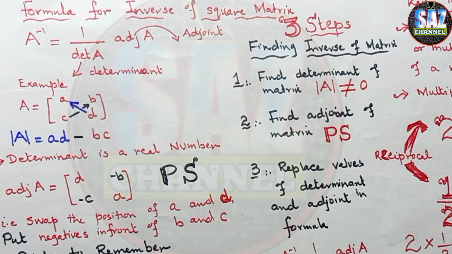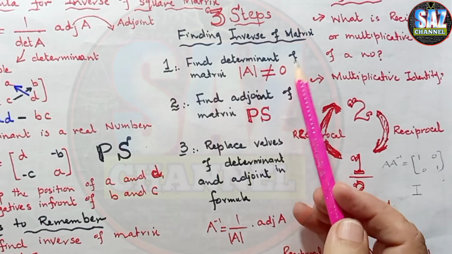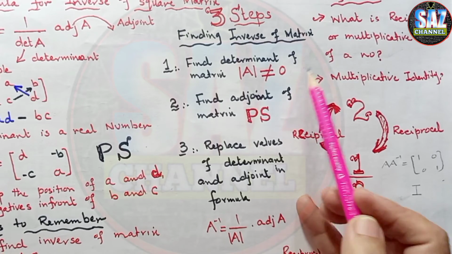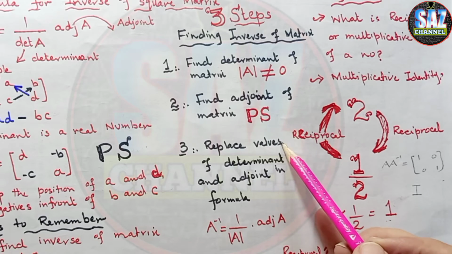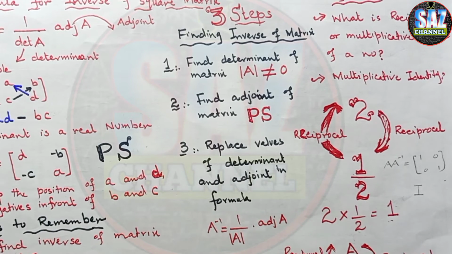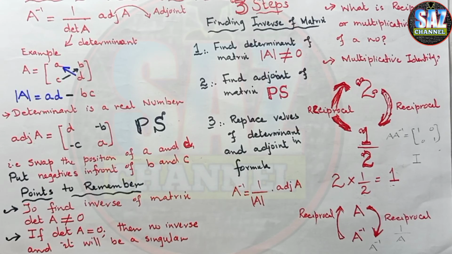Coming to three easy steps that will help us find the inverse of any matrix. First of all, we have to find the determinant of the matrix, and the determinant should not be equal to 0. Then we find the adjoint by using the PS rule and replace the values of the determinant and adjoint in the formula A inverse equals 1 over determinant of A into adjoint of A. Keep this 3-point summary in your mind: step 1 is finding the determinant and checking that it should not be equal to 0.